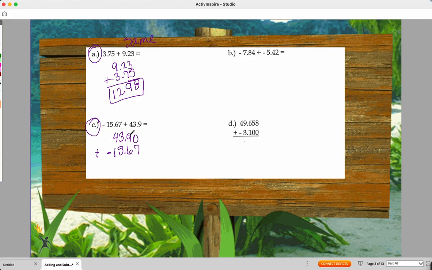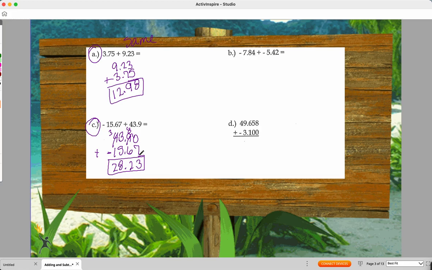0 minus 7, I've got to borrow, so make that 10. Put my 3 in here. We have 8 here. 8 minus 6 is 2. Borrow again. 13 minus 5 is 8. 3 minus 1 is 2. So 28 and 23 hundredths is my answer. So it's just being careful that we set that up.